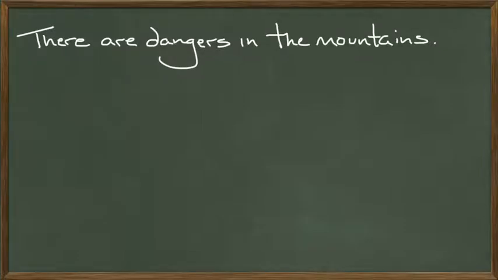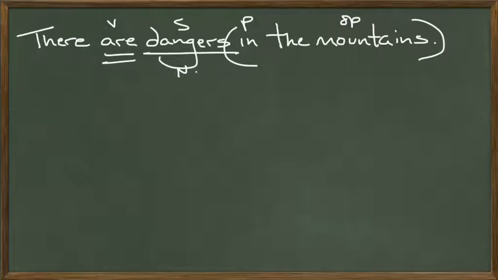There are dangers in the mountains. There's a couple of ways to diagram this, and we'll get to this in just a second. There are dangers in the mountains. Subject of the sentence, dangers. Subject of the sentence, nominative case. Dangers what? Dangers are. Verb. Dangers are where? In, preposition; in mountains, object of the preposition. In the mountains, prepositional phrase, ablative case, because that's where the dangers are located.